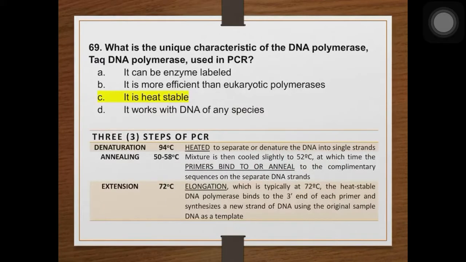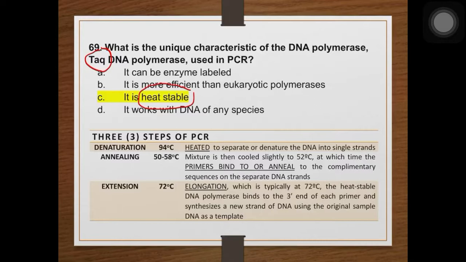Number 69, what is the unique characteristic of DNA polymerase, tag DNA polymerase used in PCR? Bakit po siya tinawag na tag polymerase? Kasi derived po from Thermus aquaticus. Ang property po ng tag polymerase, it should be heat stable. Kasi ang PCR involves heating or high temperature.